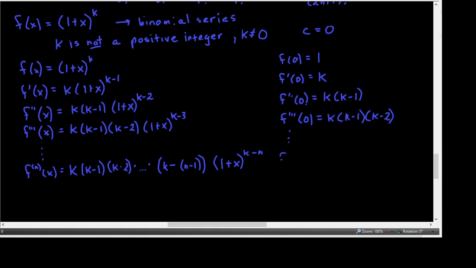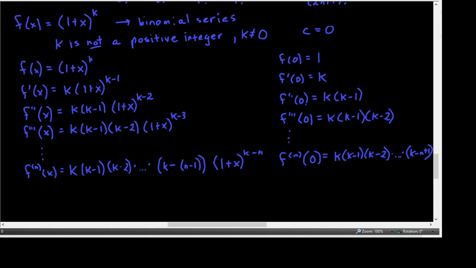And so if we keep going, the nth derivative evaluated at 0 is k times k minus 1 times k minus 2 times dot dot dot times k, distributing, that'll be minus n plus 1. Right on the edge of that, sorry. Kind of ran out of room over there to the right. Okay.